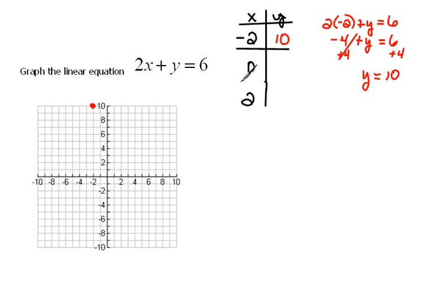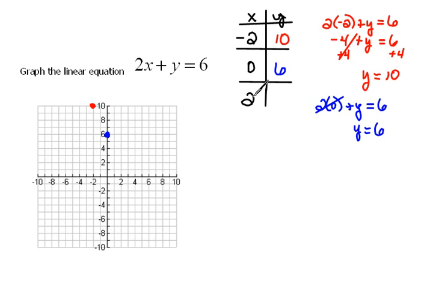Okay, let's find another point. Here I've said, well, let's just see what happens when x is 0. If x is 0, that means I'm replacing x with 0, so 2 times 0 plus y equals 6. Well, 2 times 0 is 0. That's gone. So really, we just have y equals 6. If we have an x value of 0, the y value must be 6 in order to make that statement true. And again, that forms a point. 0 in the x direction, 6 in the y direction.